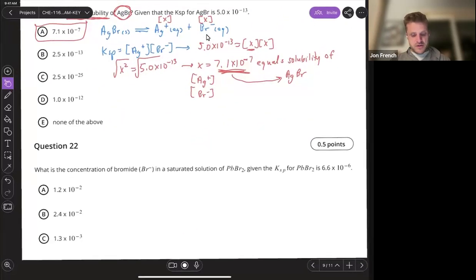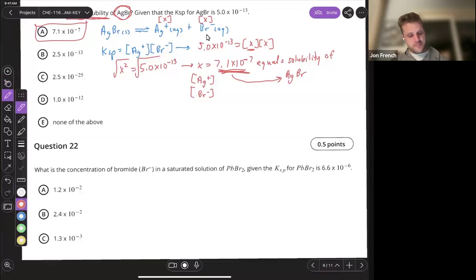All right, what's the concentration of bromide in a saturated solution? Here it's a little bit different, because we know lead(II) bromide is going to ionize and give us lead 2+ and 2 bromides. If we call lead X, we have to call bromide 2X, because we're going to get twice as much bromide out of that.